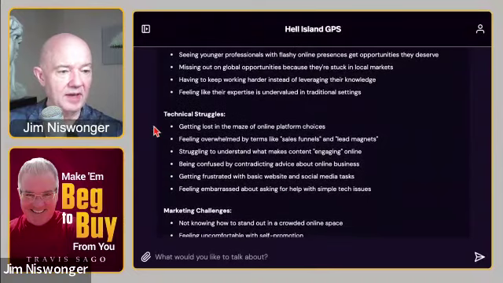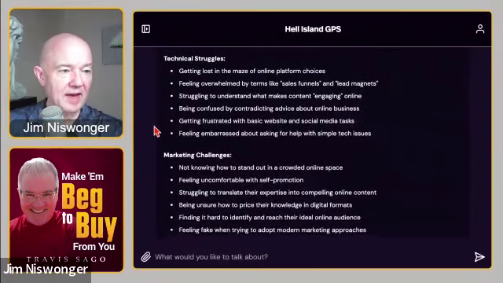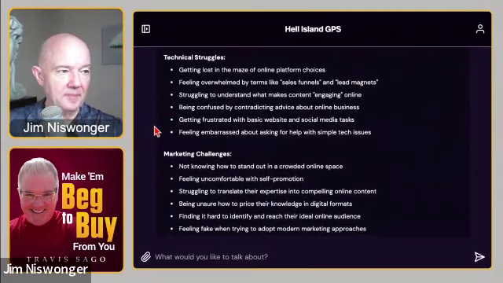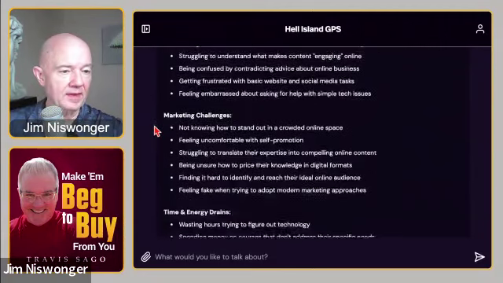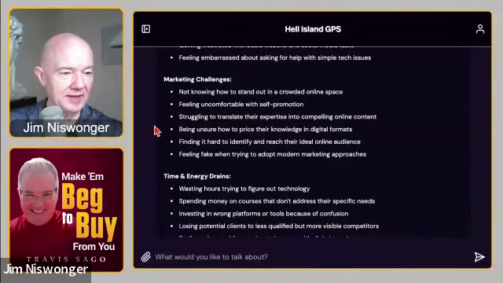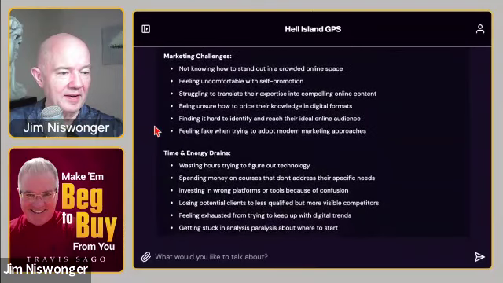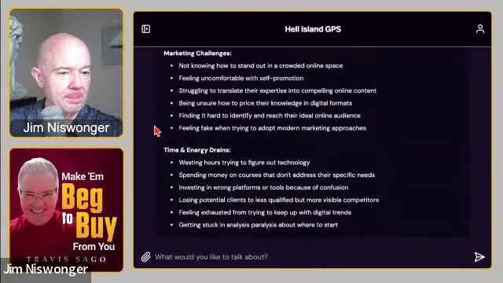Lost in the maze of online platform choices. Feeling overwhelmed by the terms. So much contradictory advice. And marketing challenges. I know all those as well intimately.